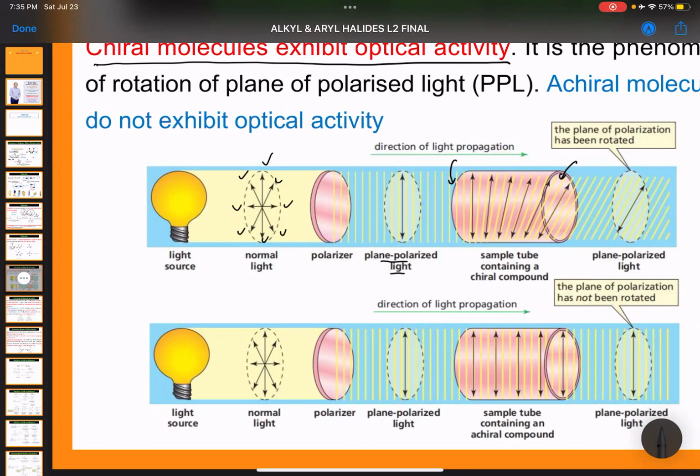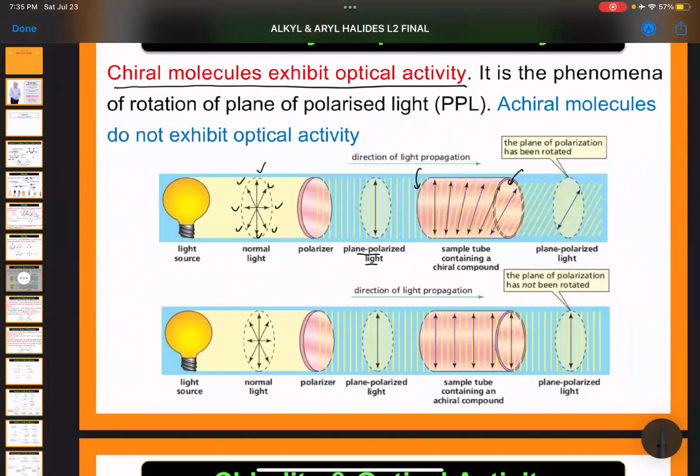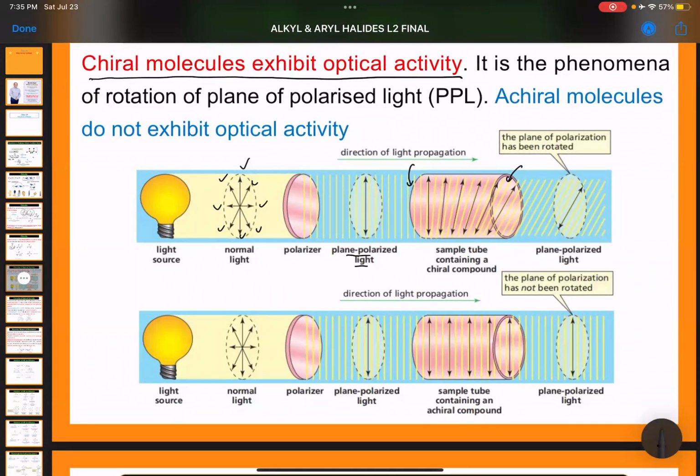Okay, and the chiral molecule will have a non-superimposable mirror image, and they are known as enantiomers. If one enantiomer rotates the light in a clockwise direction, the other one will rotate the light in an anti-clockwise direction. Is it clear? But only chiral molecules will do this. And that is a property which is different among the two enantiomers, right?